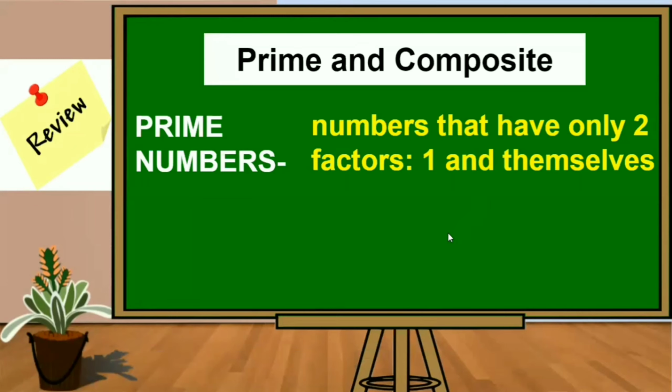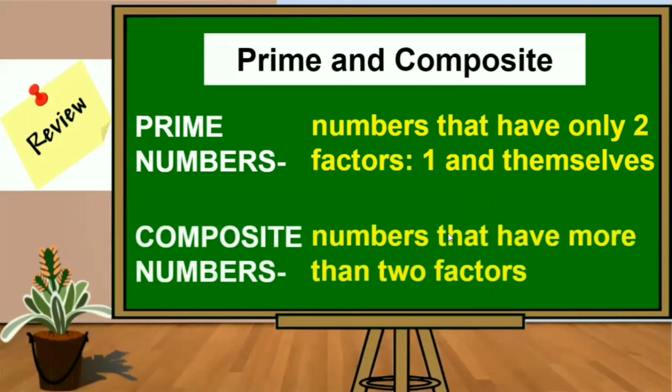So, what about composite? So, composite are numbers that have more than 2 factors. So, hindi lang 1 at yung sarili niya. Meron pang iba. Pwedeng 3 yung factors niya or higit pa.